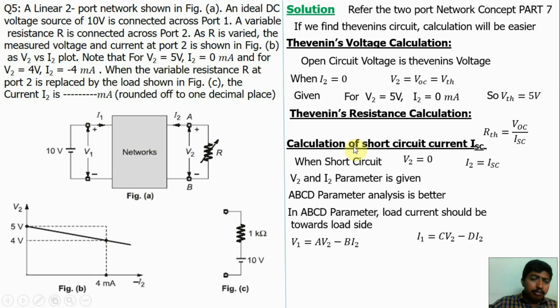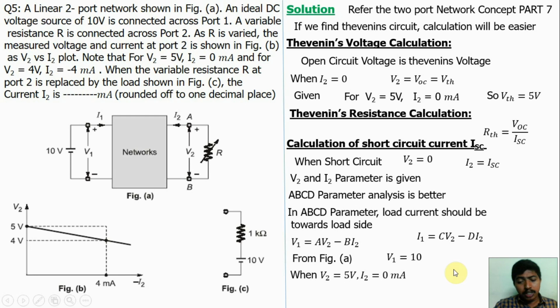Substitute this condition, find the values of A and B. From the circuit, the V1 value is directly given. V1 is equal to 10 volt. So just hold it this side, we will get V1 is equal to 10 volt. Substitute this condition, when V2 is equal to 5 volt, I2 is equal to 0 milliampere. We will get V1 is equal to 10, A, V2 value is 5, I2 value is 0. So A is equal to 2.